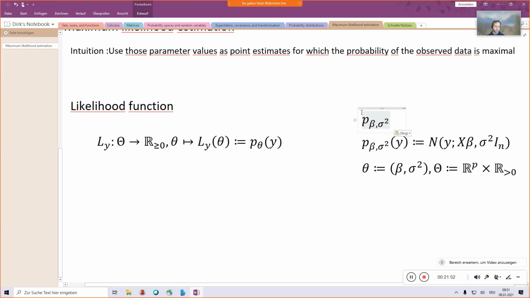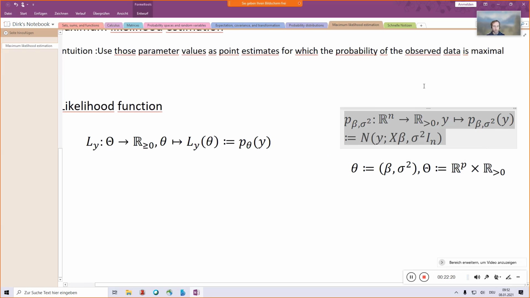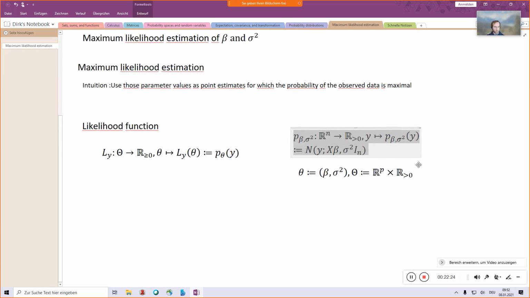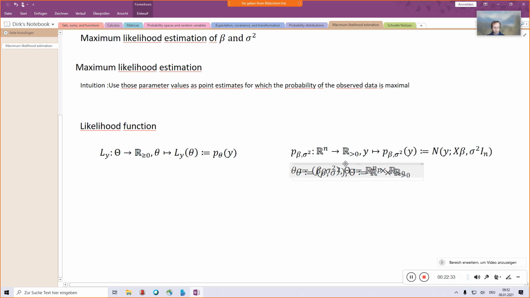So to make this maybe even more prominent, we could again express the functional form of our density. This is a function from the n-dimensional real numbers to the positive real numbers, and it allocates to each y the value p theta y, p beta y according to this definition below. Let's zoom a little bit in.